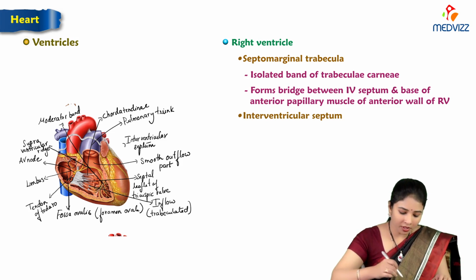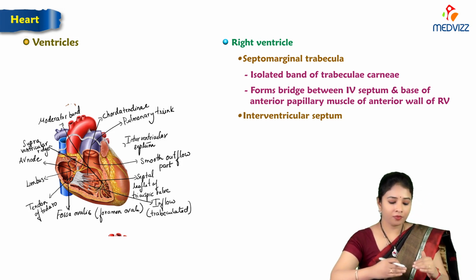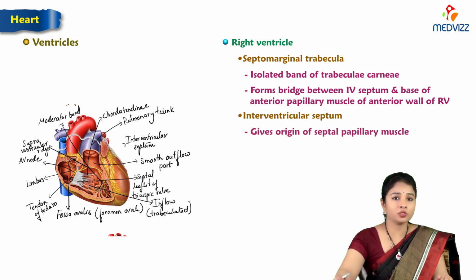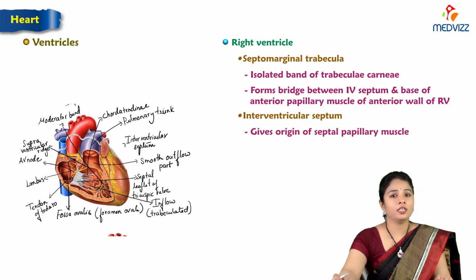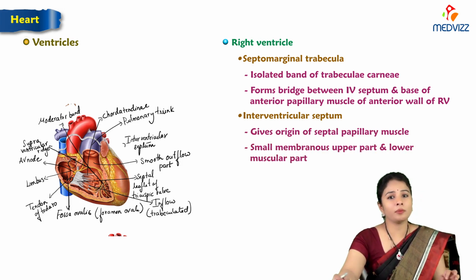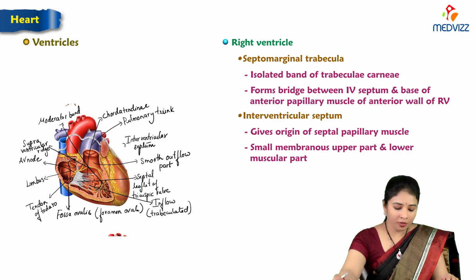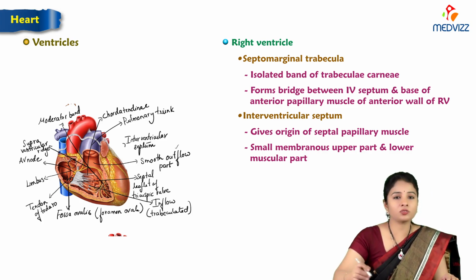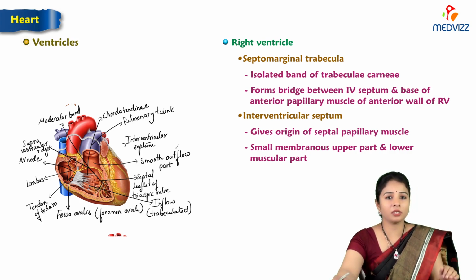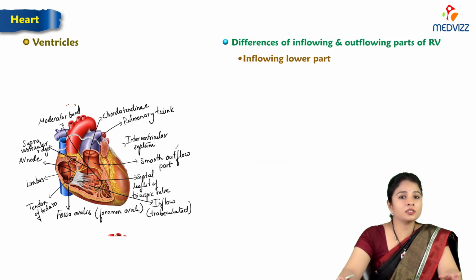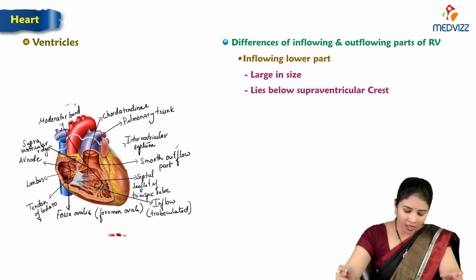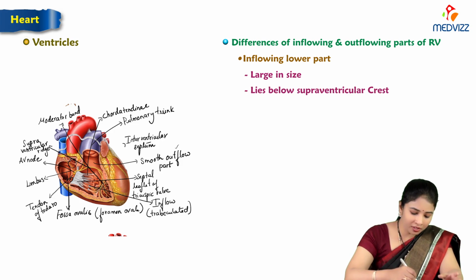Interventricular septum. So here we can see the septum from the right side, that is the right side of the interventricular septum, which gives origin to septal papillary muscles. It has a small membranous upper part and a lower muscular part. So we can see the smooth outflow part which forms the membranous part, and the lower muscular part. So the inflow part is quite large in size and lies below the supraventricular crest or supraventricular ridge.